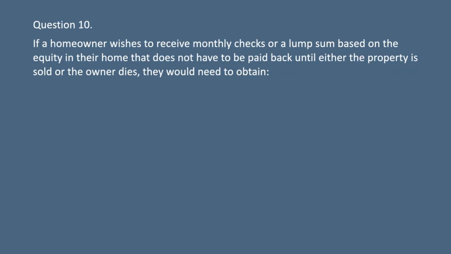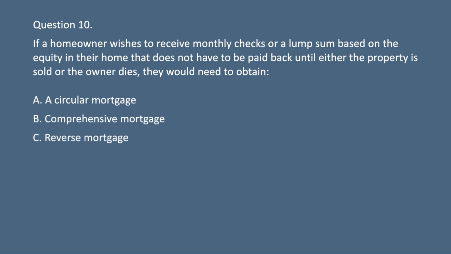Question 10. If a homeowner wishes to receive monthly checks or a lump sum based on the equity in their home that does not have to be paid back until either the property is sold or the owner dies, they would need to obtain A. A circular mortgage. B. Comprehensive mortgage. C. Reverse mortgage. D. Applied reverse mortgage.